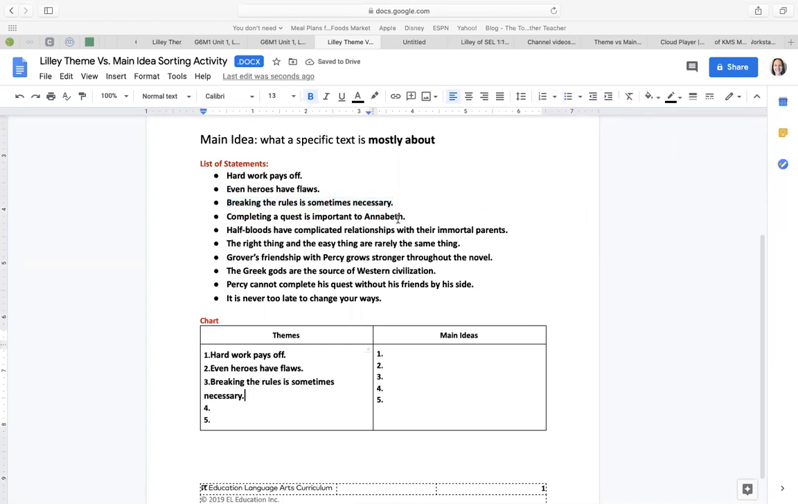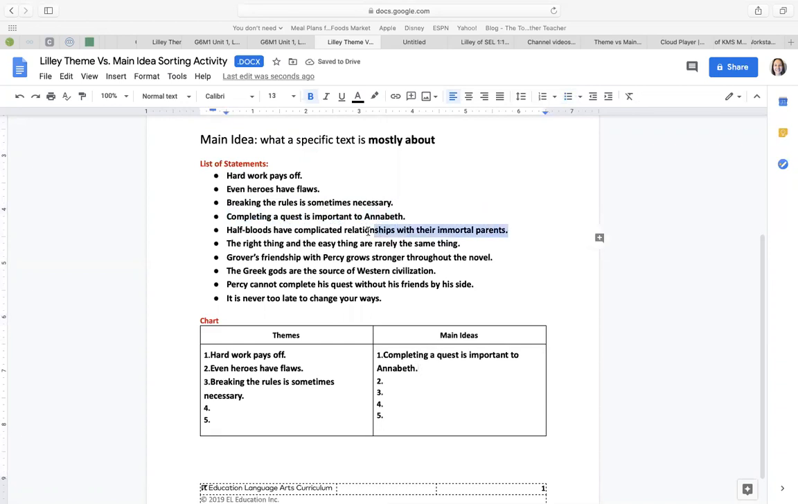Then we get to "Completing a quest is important to Annabeth." We figured out that this was actually a main idea because it's specifically talking about our Lightning Thief book, and a trick that helps us know that is because they've named a character by their name. We're going to put that in main ideas.